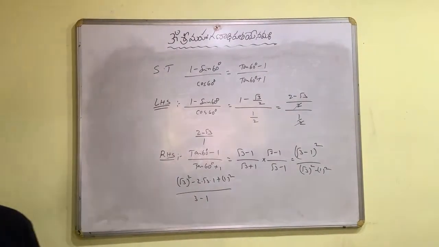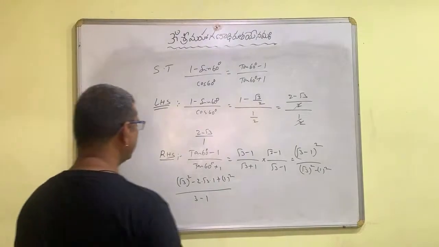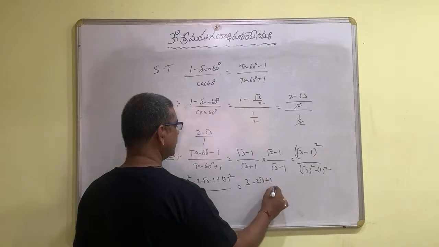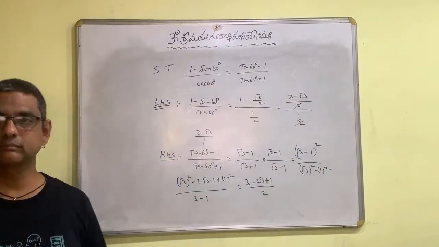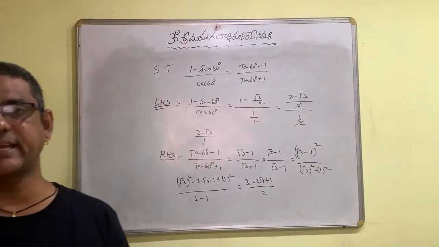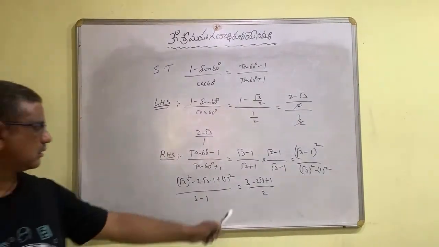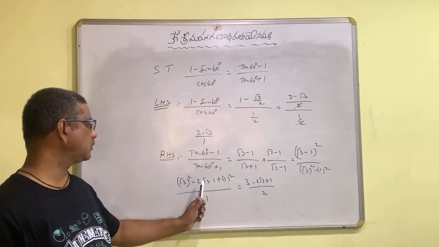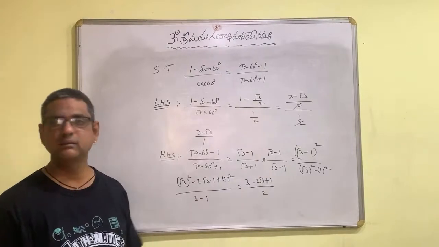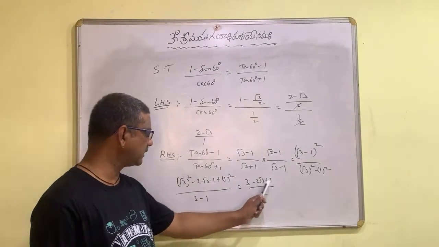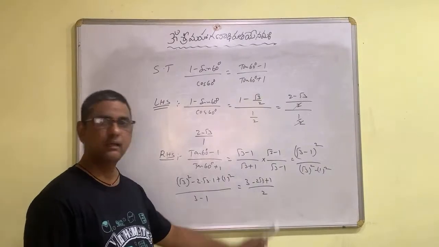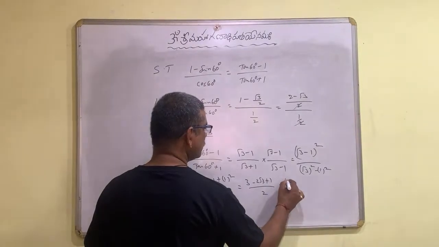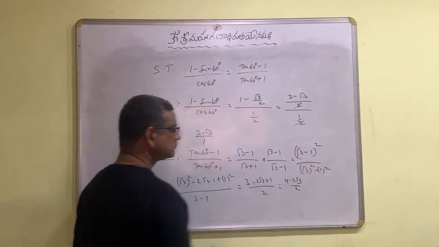Now when you simplify the numerator, you get 3 minus 2 root 3 plus 1, by 2. Root 3 whole square is 3. Minus 2 into 1, 2 root 3. Plus 1 square is 1. And here these two are like terms, so we need to add them. 4 minus 2 root 3 by 2.